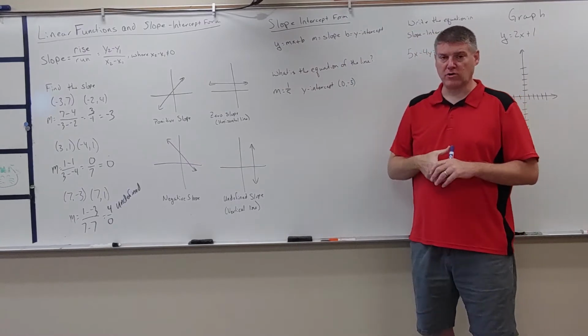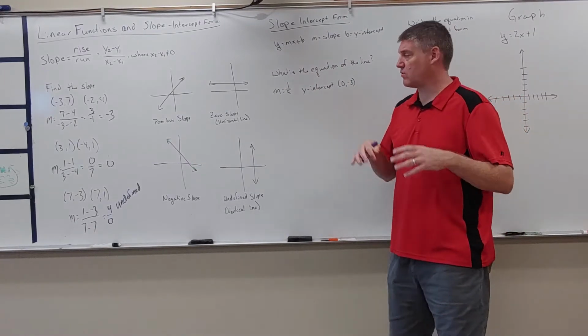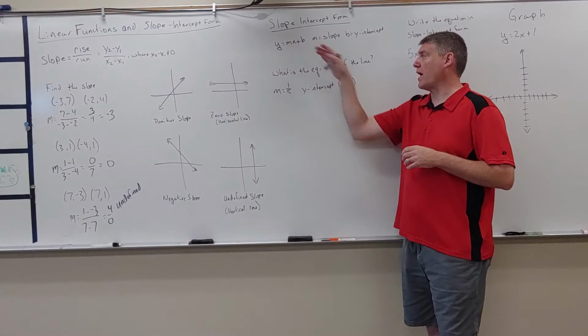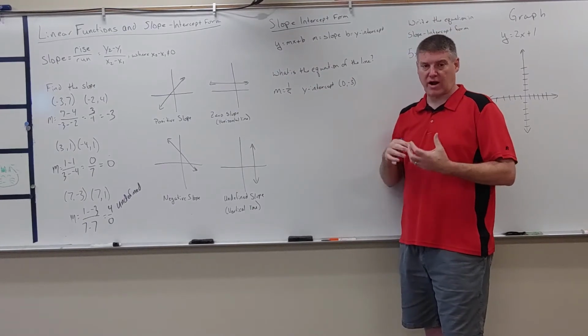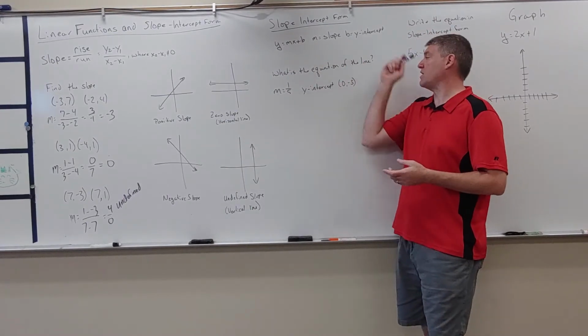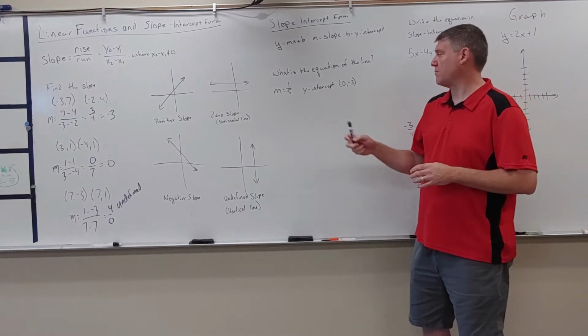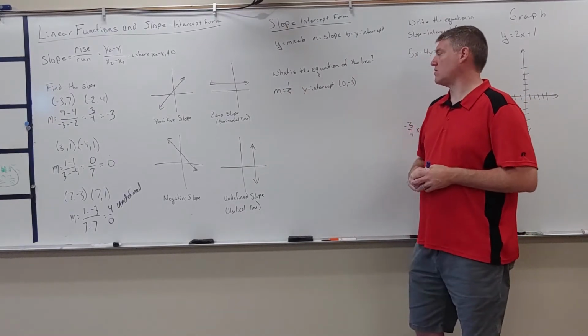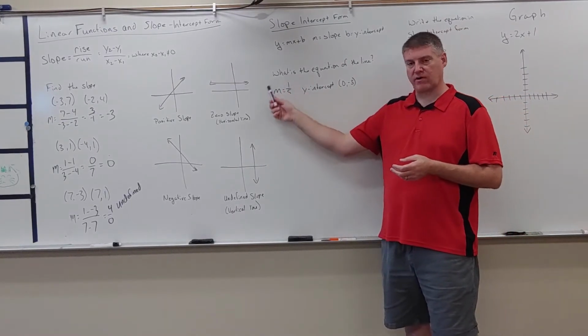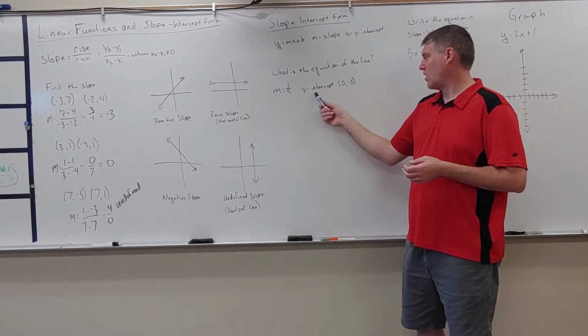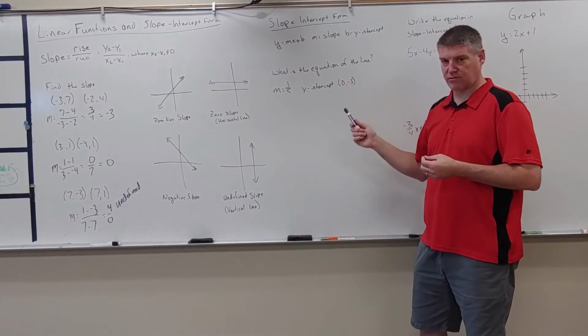Slope-intercept form. Most of you are really familiar with this one. We use this all the time. y equals mx plus b, where m is the slope of the line and b is the y-intercept. Okay? So what is the equation of the line given this information? We have m equals 1/5, y-intercept of (0, negative 3).